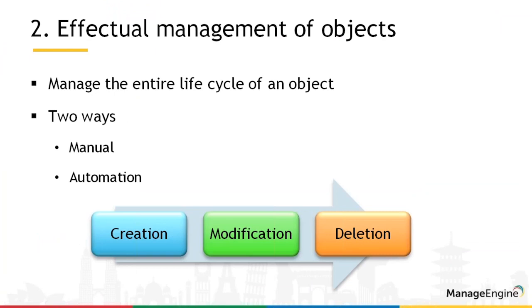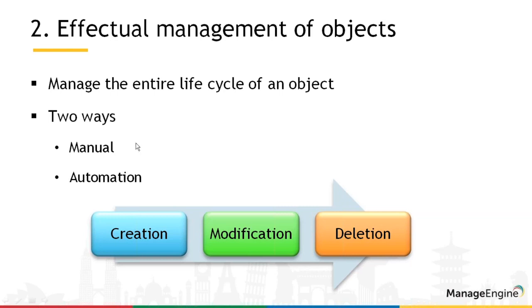The second step or the second aspect when it comes to management is effectual management of objects. And as I said, when I say managing objects, I'm referring to managing the life cycle of objects: creation, modification, and deletion. And there are two ways of doing it. You can manage the life cycle of an object manually or in an automated fashion. Now, when it comes to managing the life cycle, I would like to stick to the classic example of user creation. Let's say you're trying to create a user account in Active Directory.